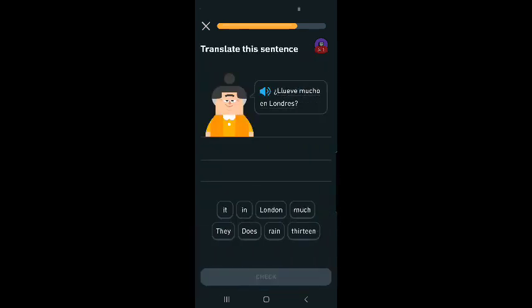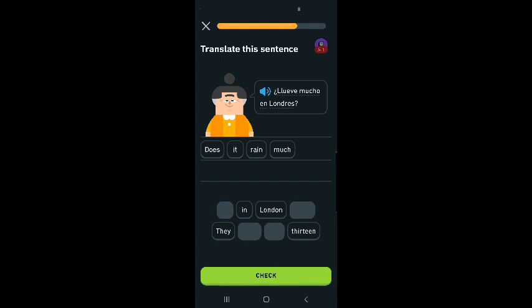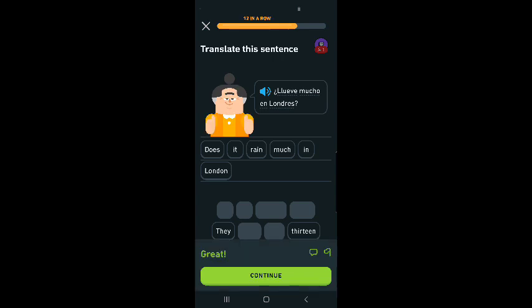Llueve mucho en Londres. Llueve. Does it rain much in London? Llueve mucho en Londres.